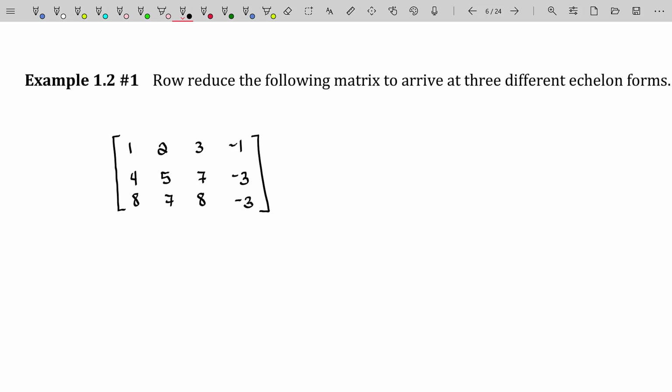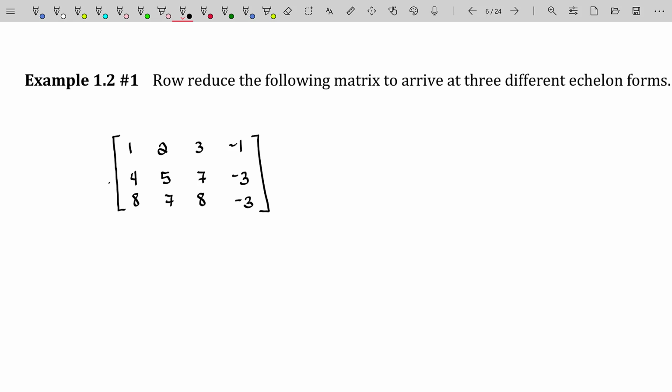Row reducing this means that we're going to apply elementary row operations, and we want to arrive at an echelon form. So our first step is to use leading entries to kill off entries in the same column below that. So I want that 4 and that 8 to be 0. Then I'd have a leading entry here and there would be zeros underneath it, and I'd be well on my way to getting an echelon form of this matrix.